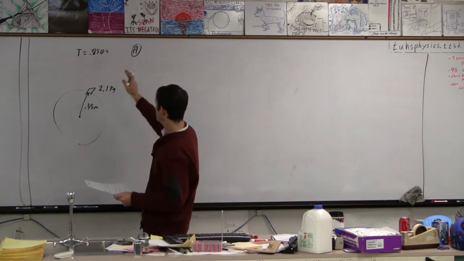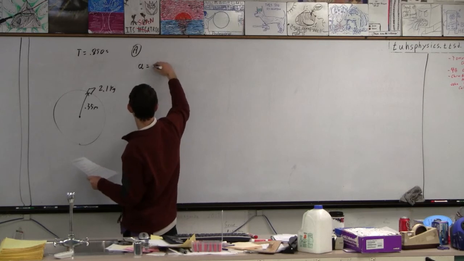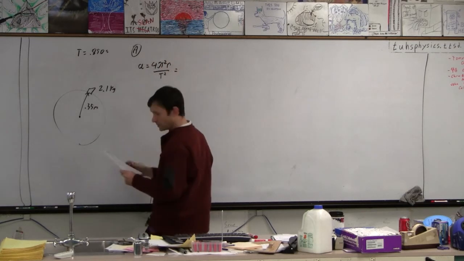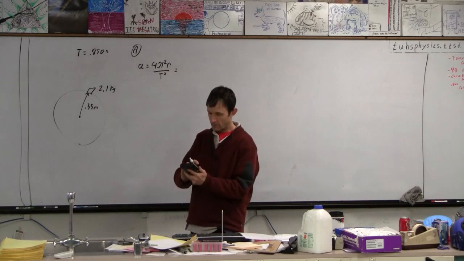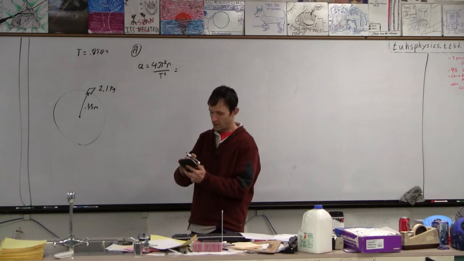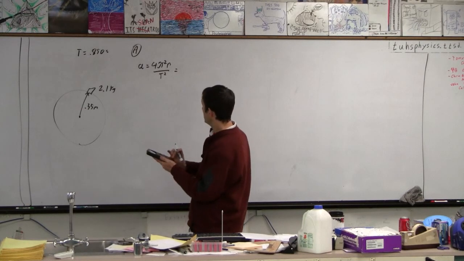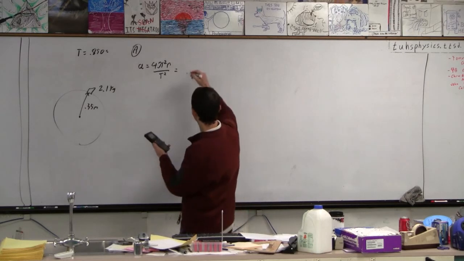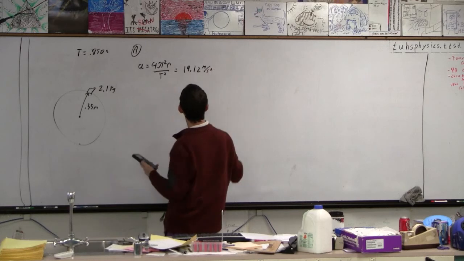Well, since I know the time and the radius, I can find the acceleration. So the acceleration is 4 pi squared r over T squared. So 4 times pi, don't forget to square pi, times 0.35 divided by 0.85 squared. Is that what it is? Yeah, it is. Right, and this is 19.12 meters per second squared.